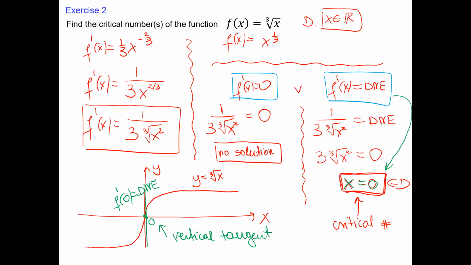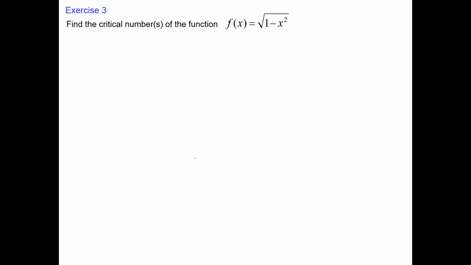Okay, exercise number 3. Another root function, square root of 1 minus x squared. We may also know how this looks, right? You probably think, no, I don't know the graph. Okay, let me show you something. When I rewrite this function like this, square both sides, and add x squared to both sides, now we recognize the equation x squared plus y squared equals 1. It's actually a circle with the center 0, 0 and radius 1.